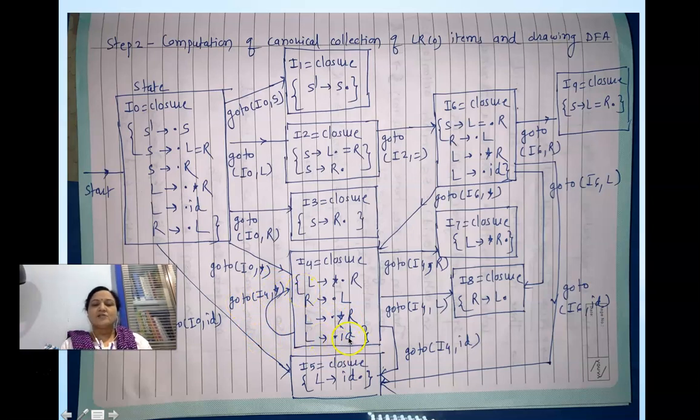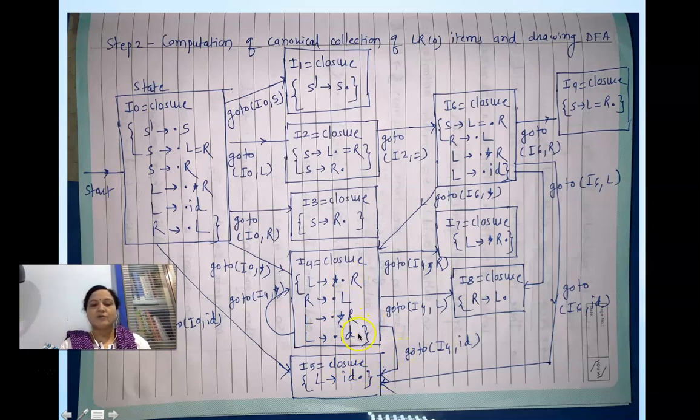Similarly, for L tends to dot ID, if I take a transition then the dot will get shifted, L tends to ID dot. Again, this is not a new state, because we already have a transition to I5. I5 is L tends to ID dot. So if we are going to get a new set of productions which are not already there, only then we should label it as a new state, such as I6, I7 or I8. But if we are getting the same state repeated, then we just draw the transition. We are not labeling this as a new state. So L tends to ID dot will not be a new state. It is a transition to I5.